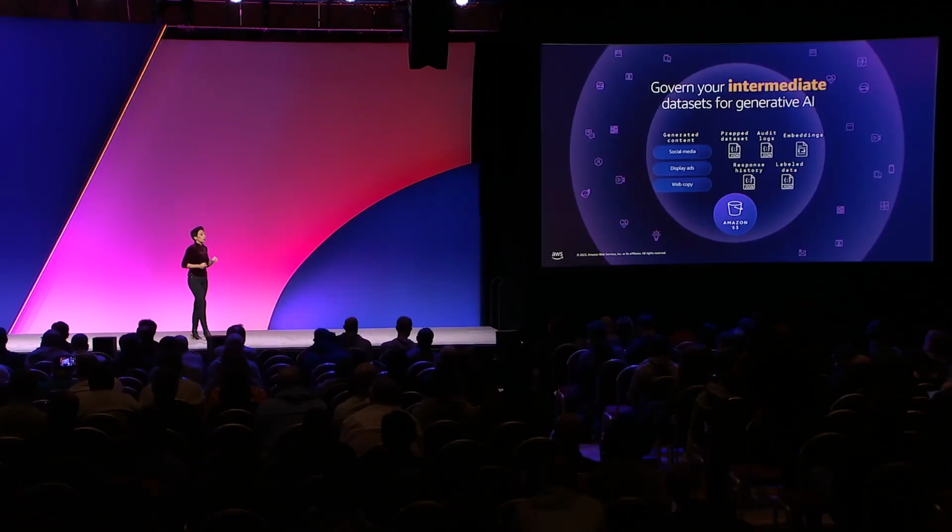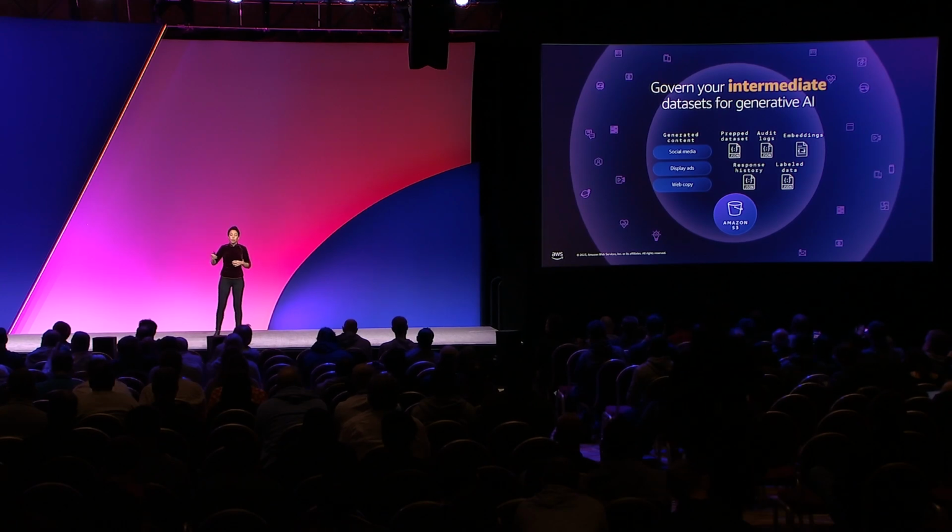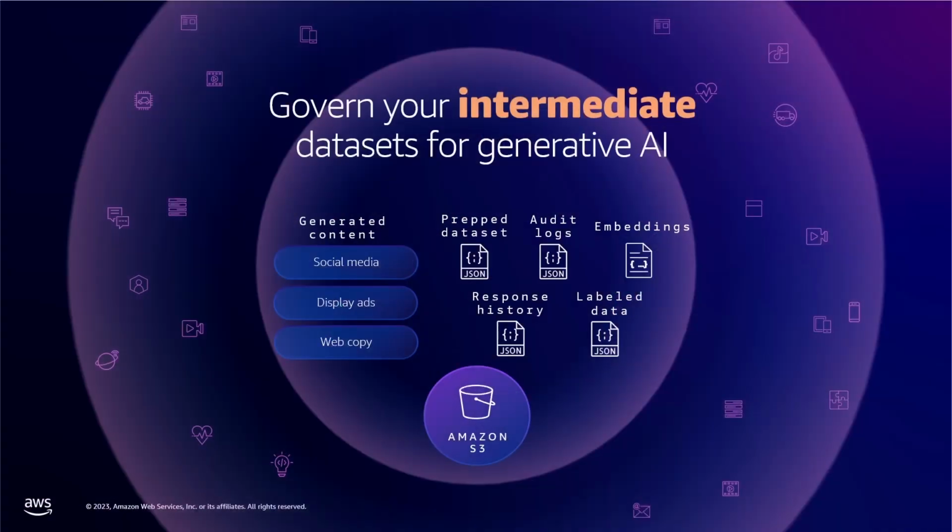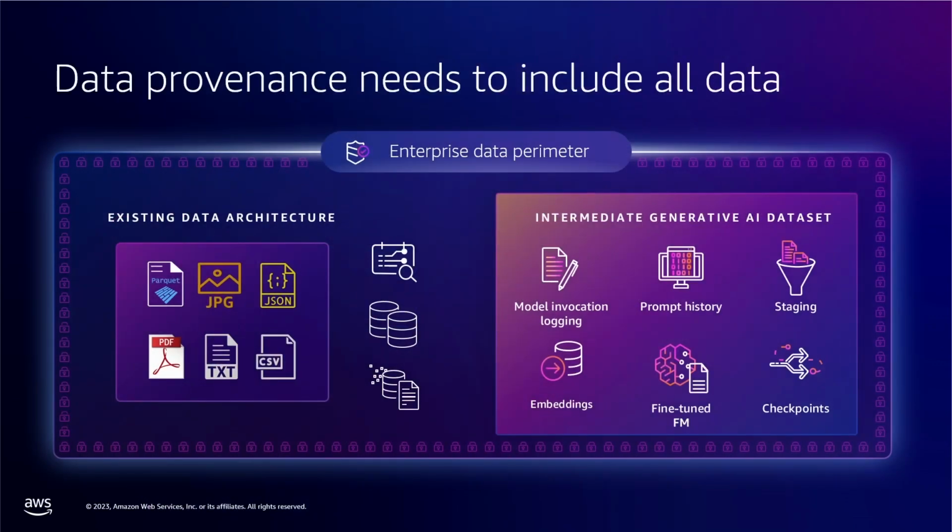Now, today, you store, protect, and govern your enterprise data sets. There are new data sets in town for generative AI. And it's everything from the prep data set for fine-tuning to embeddings to the generated data you create. And so when I talk about being your own best auditor now, I am always including these intermediate data sets. With AI, your data provenance needs to expand to include these intermediate data sets that are created and used by your own AI system.